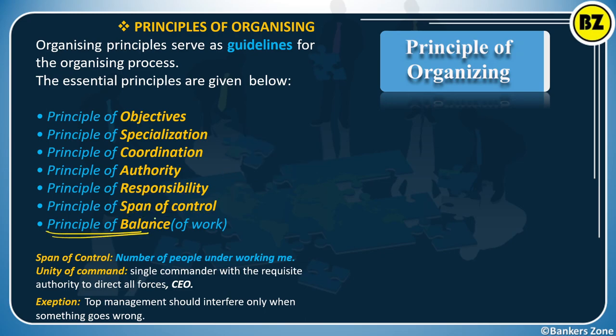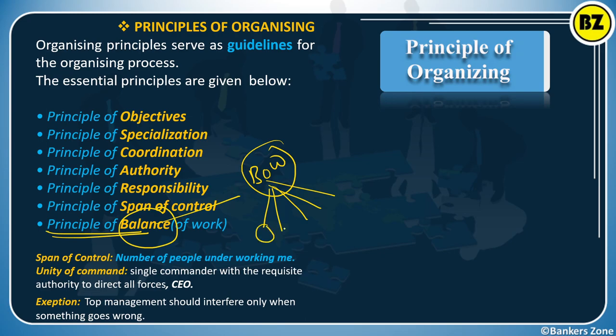Now, principle of balance. So what is the principle of balance? That means there must be a balance of work basically, right? You cannot bifurcate the employees. You cannot do any discrimination while allocating the work to your different employees, right?